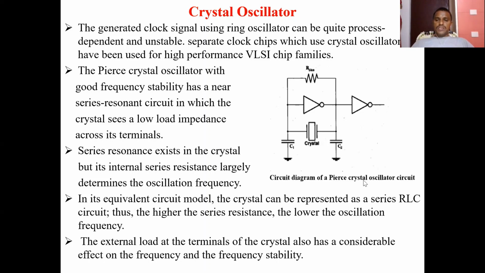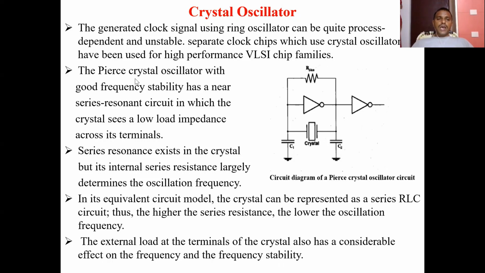This is the diagram of a Pierce crystal oscillator circuit. This is the crystal, and here we have C1 and C2, and here we have the resistance. Here we are going to use two inverters. One generates the clock signal, and the other inverter is used for the inverse of that clock signal, because we require both clock and clock bar. That is the problem with the ring oscillator. To avoid that problem, we are going to use the crystal oscillator on the chip for high performance VLSI circuits.